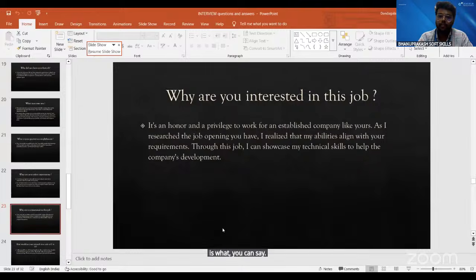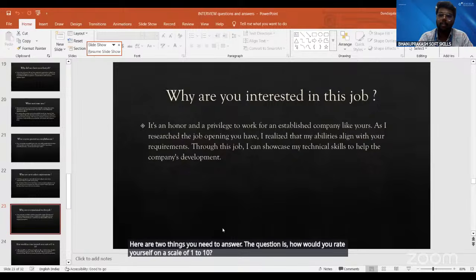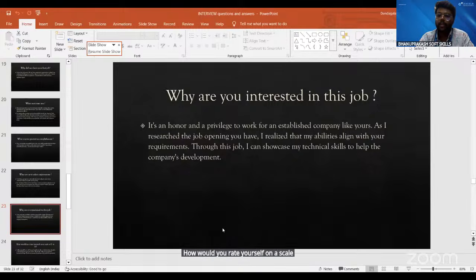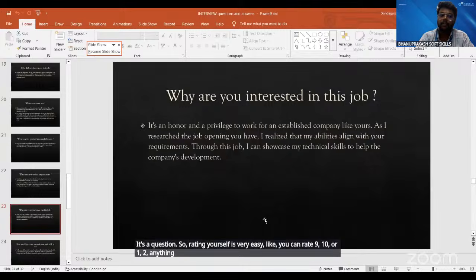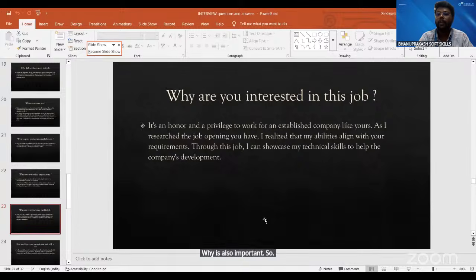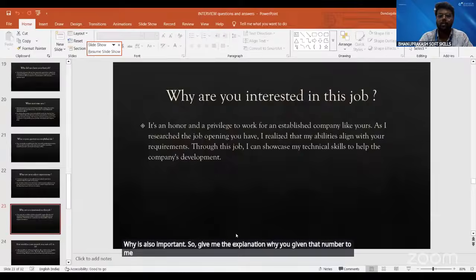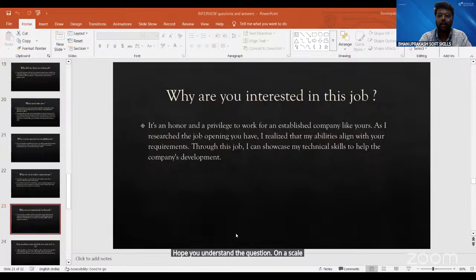The next question to you. Here are 2 things you need to answer. The question is, how would you rate yourself on a scale of 1 to 10? Rating yourself is very easy. You can rate 9, 10 or 1, 2, anything is fine. But here, why is also important. So give me the explanation why you gave that number. Hope you understand the question. On a scale of 1 to 10, how would you rate yourself?